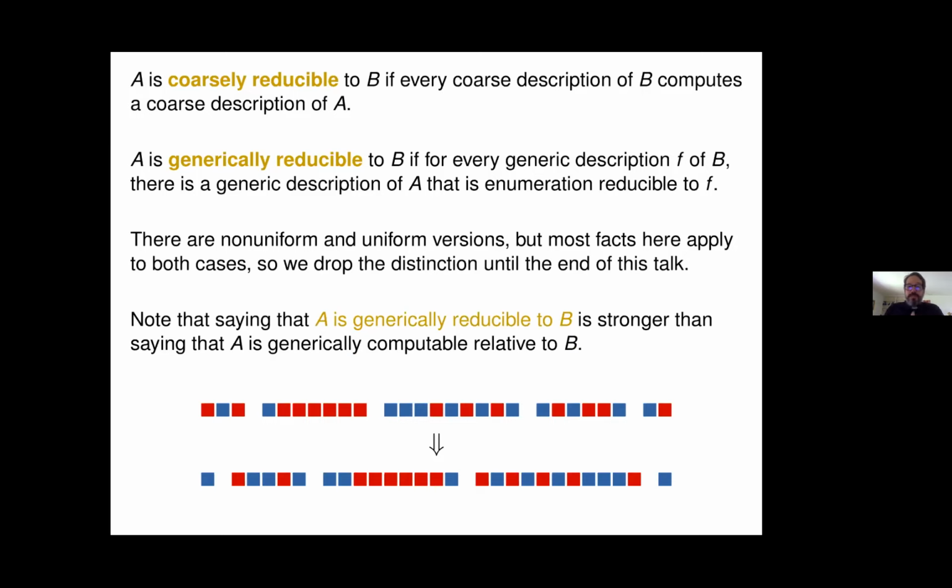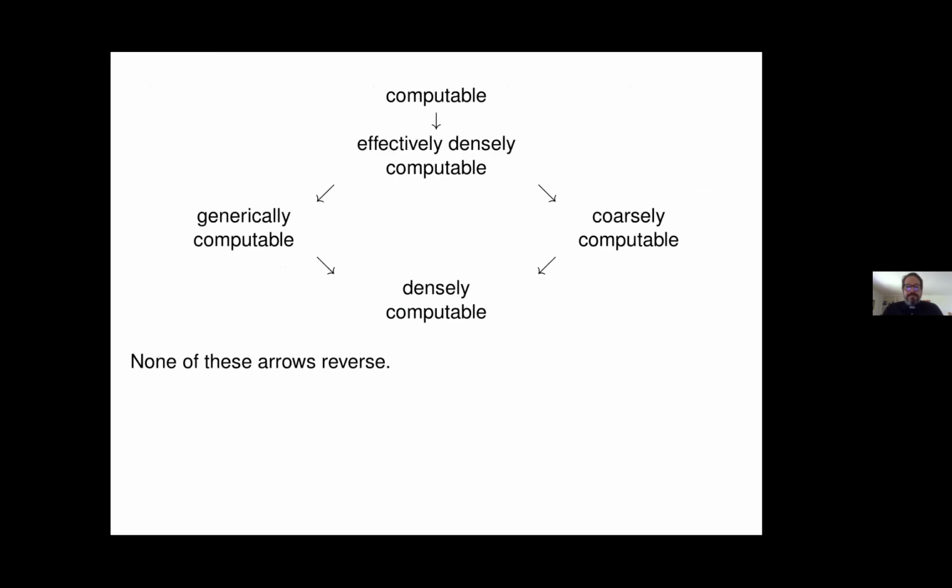Okay, so before getting to the main topic of what I want to talk about, I want to mention a couple of frankly embarrassing questions, because they're very fundamental questions that we still don't know the answer to, and I would love to. So the first one comes from this. In the notions of computability here, we have this very nice diagram: effectively densely computable implies both generically and coarsely computable, and that implies density. And proving that these arrows hold is just a little exercise. If you just go back to definitions, it's not hard to do.